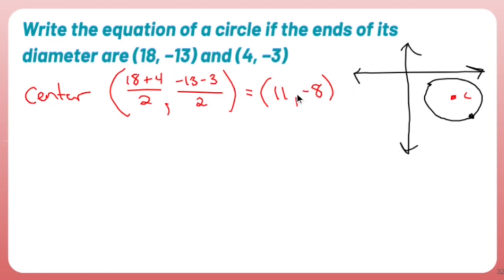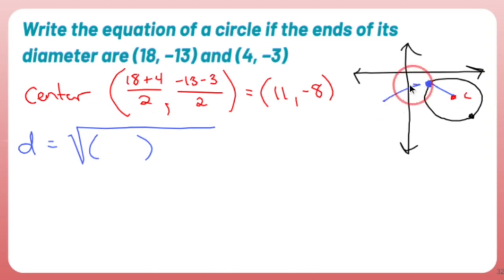Now I need my radius. My radius is a length, a line that connects an end point, an end of the outside of the circle, to the center. So why don't I use the distance formula to help me find the length of the radius? The point that I'm using is going to be (4, -3) because the numbers are smaller, so why not? So I'm going to be using these two points to find my distance.